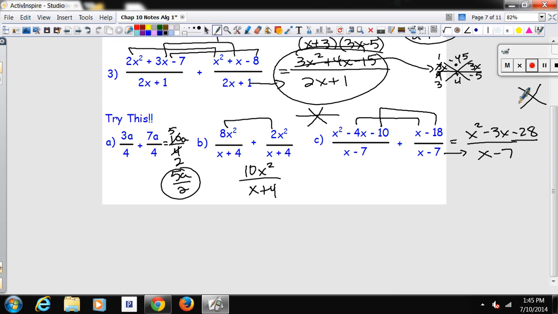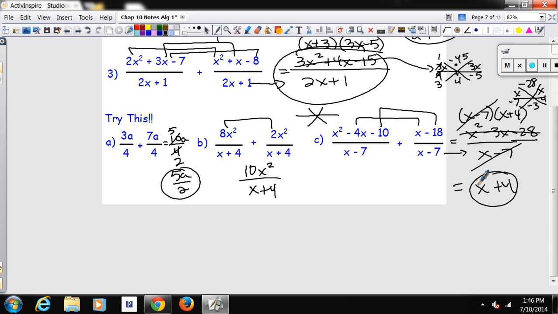Now let's try the star. Negative 28 and a negative 3. So I'm thinking a negative 7 and a positive 4. So x minus 7 and x plus 4. And the x minus 7s will cancel out. So all you're going to have left is x plus 4. So that letter C was just x plus 4.